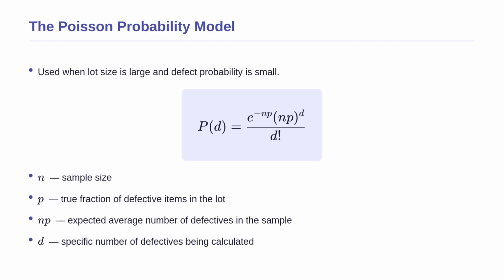To calculate the exact probabilities of these risks, we need a mathematical model. When the lot size is very large and the probability of a single item being defective is very small, we use the Poisson distribution. This formula predicts the exact mathematical odds of finding a specific number of broken items in our sample. Let us break down the symbols. The letter E is Euler's constant. The variable N is our sample size, and P is the true fraction of defective items in the lot. Multiplying them gives N times P, which is the expected average number of defectives. Finally, D is the specific number of defectives we are testing for. As the true defect rate P increases, the chance of finding zero defectives drops rapidly.